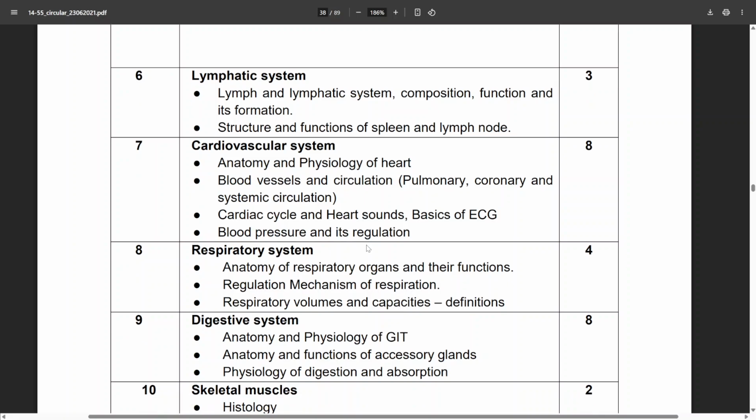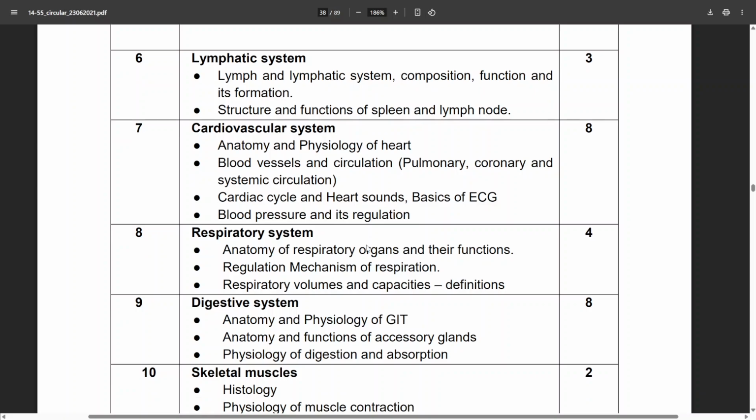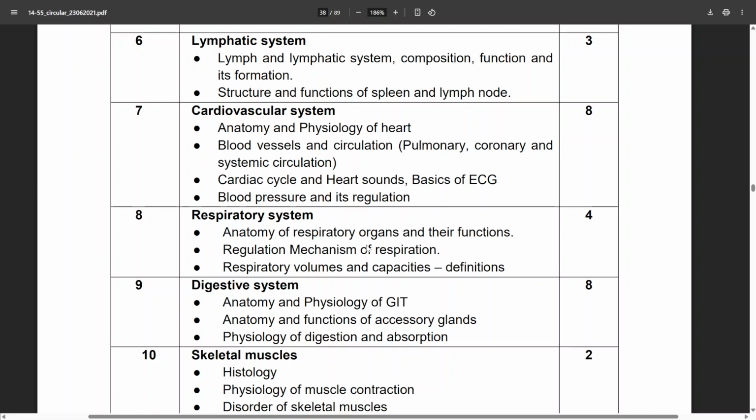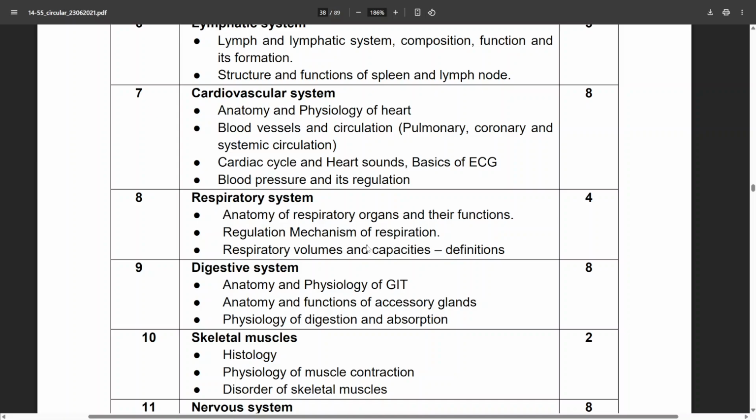6. Lymphatic system: lymph and lymphatic system, composition, functions and its formation, structure and function of spleen and lymph node. 7. Cardiovascular system: anatomy and physiology of heart, blood vessels and circulations, pulmonary, coronary and systemic circulation, cardiac cycle and heart sounds, basics of ECG, blood pressure and its regulation.